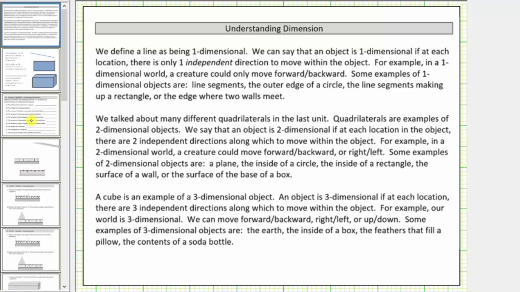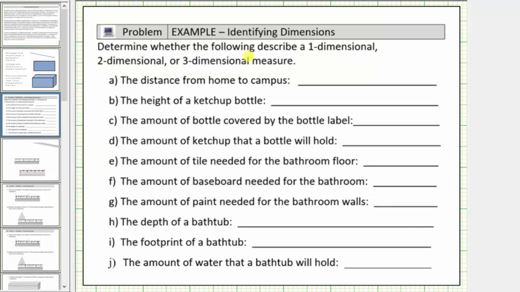So going back to our problem, we are asked to determine whether the following describe a one-dimensional, two-dimensional, or three-dimensional measure. For short, we can say 1D, 2D, or 3D. So first we have the distance from home to campus. We measure this as a length, and therefore this is one-dimensional or 1D. B, the height of a ketchup bottle. This would be a length measured by a ruler or a tape measure, and therefore this is one-dimensional.